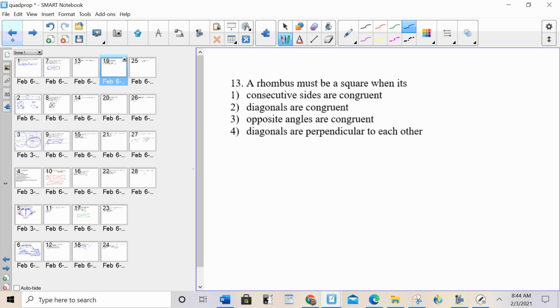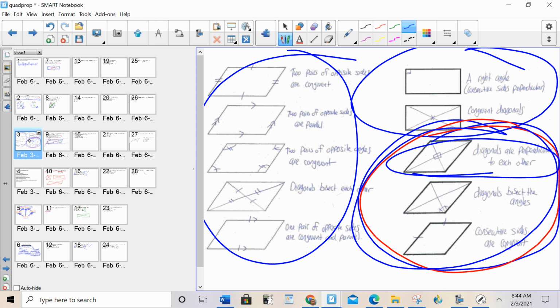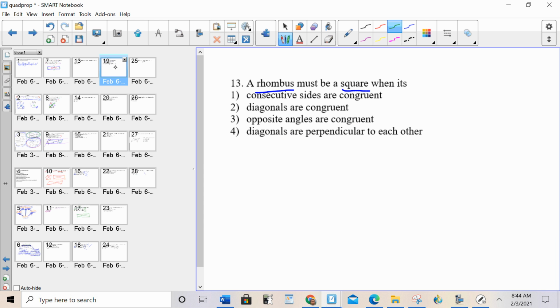Okay, a rhombus must be a square. Well, to prove a square is the baby of mama rhombus and papa rectangle, if it's already a rhombus, it needs the papa rectangle property. So it needs one of these 2. The answer is going to be either congruent diagonals or somehow creating a right angle. It could say a right angle, it could say consecutive sides perpendicular, but it's got to be one of those 2. So, which of the choices is one of those 2?